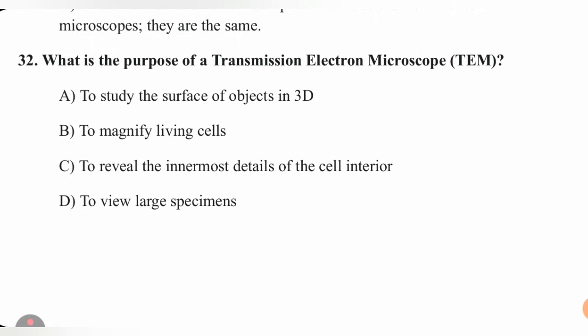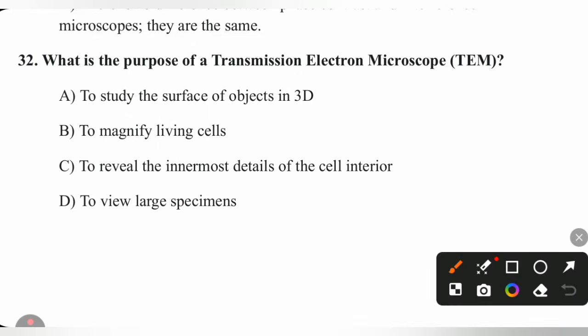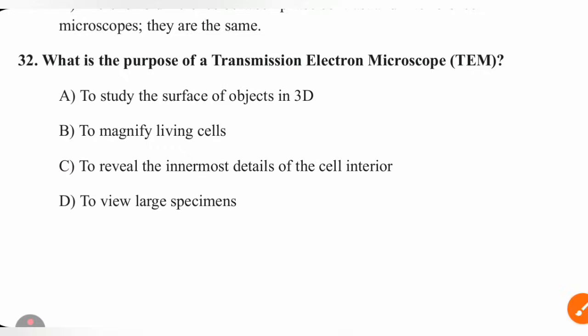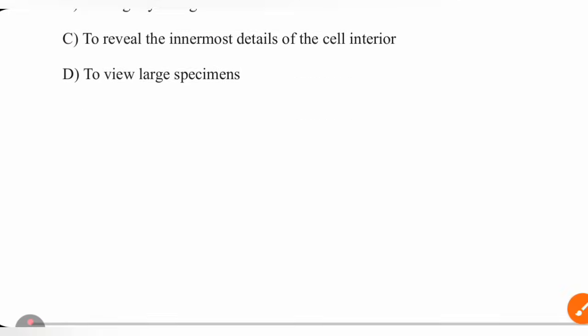What is the purpose of transmission electron microscope? Purpose of transmission electron microscope: to reveal the innermost detail of the cell interior.